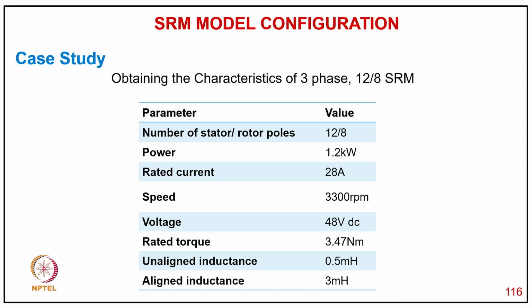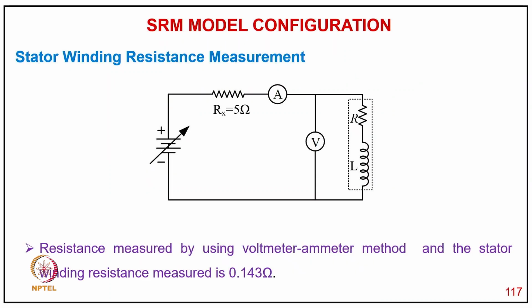And coming to a case study on the characteristics of a 3-phase 12/8 SRM, where the number of stator and rotor poles are 12/8, power 1.2 kilowatt, rated current 28 ampere, speed 3300 rpm, voltage 488 volt, rated torque 3.47 Newton meter, unaligned inductance 0.5 millihenry, and aligned inductance 3 millihenry. For the stator winding resistance we use a battery with a variable resistance, a voltmeter and an ammeter. The resistance was measured using the voltmeter method, and the stator winding resistance measured is 0.143 ohm.